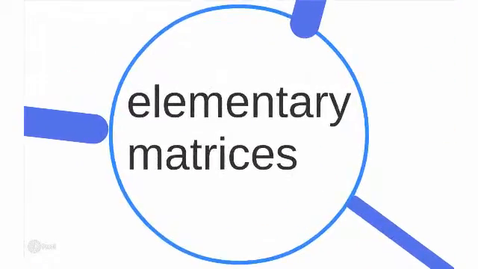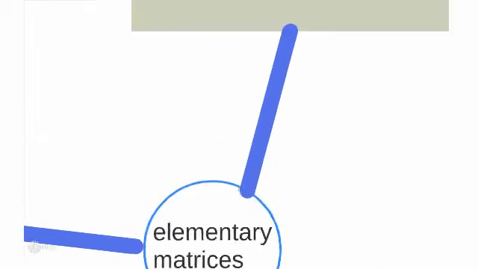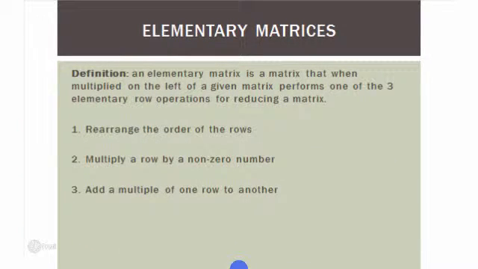Now moving on to elementary matrices. So, definition: an elementary matrix is a matrix that, when multiplied on the left of a given matrix, performs one of the 3 elementary row operations for reducing a matrix. It can 1. rearrange the order of the rows, 2. multiply a row by a non-zero number, or 3. add a multiple of one row to another row.